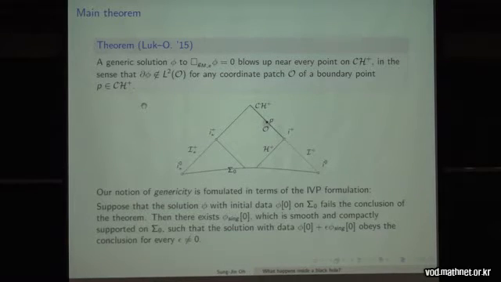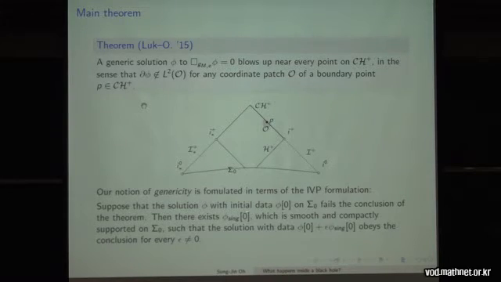And moreover, I need to explain to you what I mean by generic. Our notion of genericity is formulated in terms of the initial value problem formulation, okay? Consistent with the natural problem to pose for the Einstein equation. That is to say, of course, there will be solutions to the wave equation where the conclusion fails. The simple example is phi equal to 0, right? Then it doesn't blow up here.